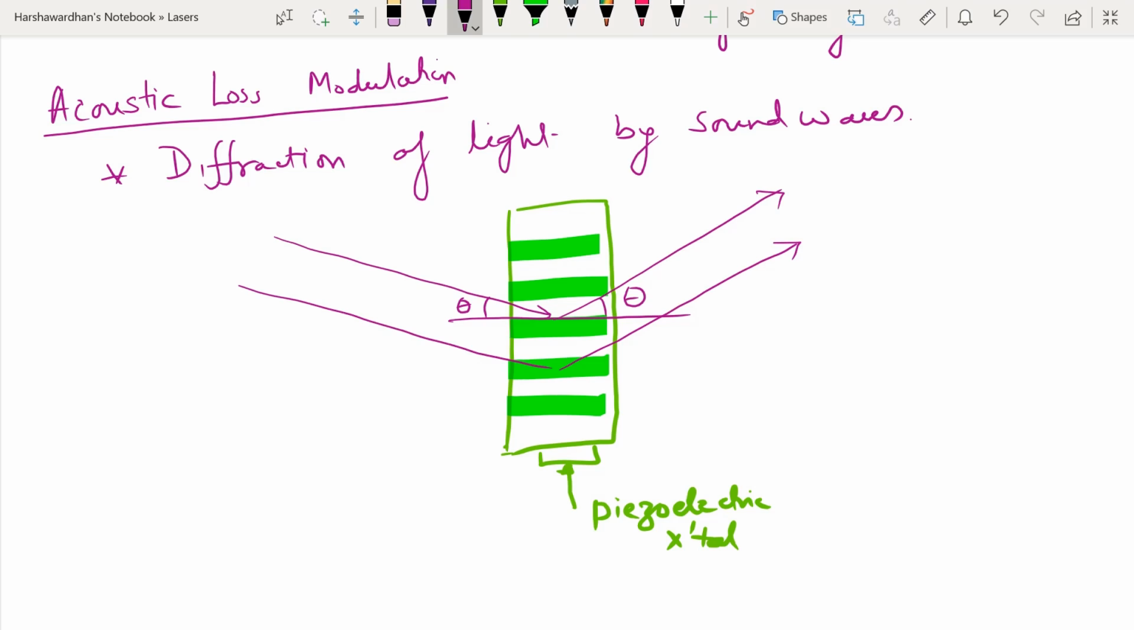So we can construct from this a relationship that tells you the angle at which the light beam is scattered: sine theta equals lambda, lambda being the wavelength of light, divided by 2 times n, n is the refractive index of this material, times the wavelength of the sound wave, right? So that is precisely where one would see this maxima.